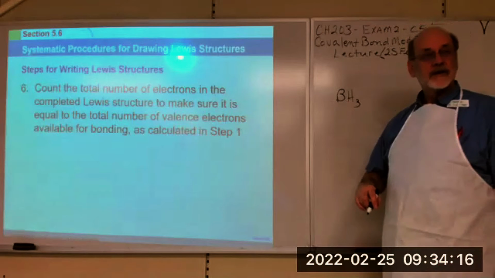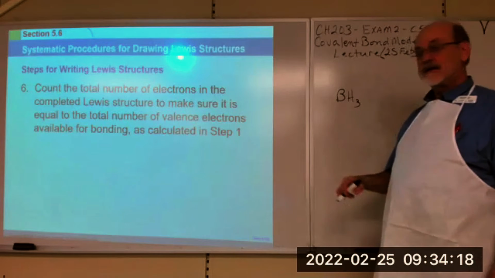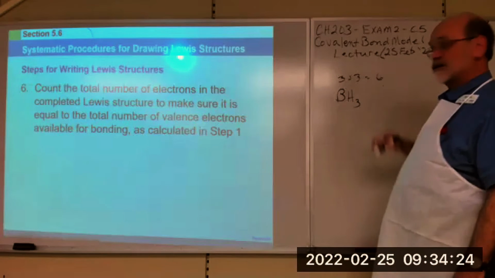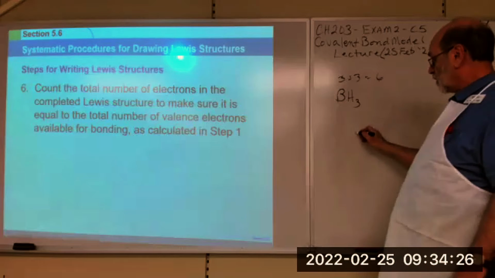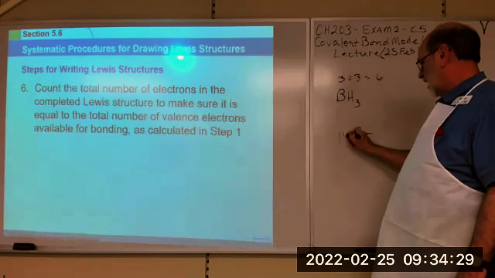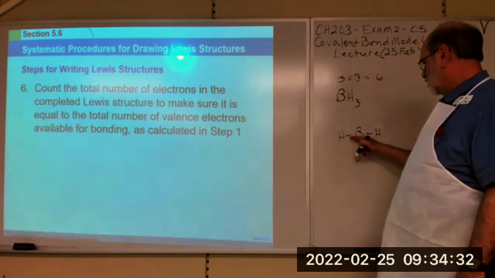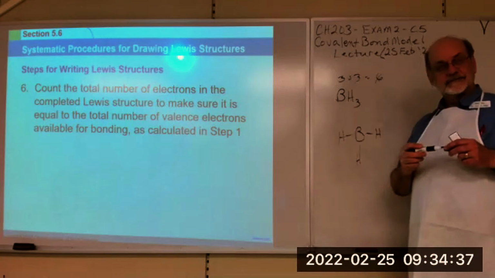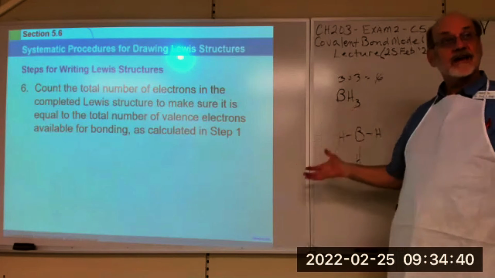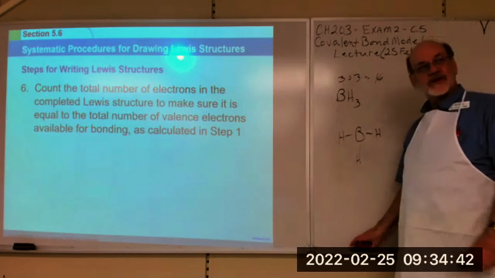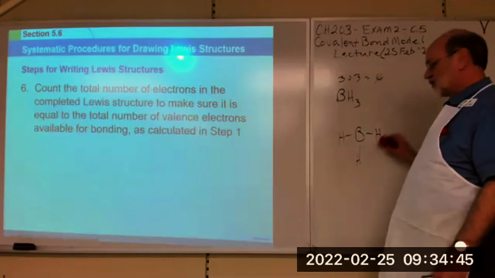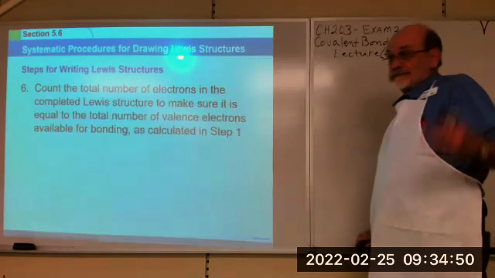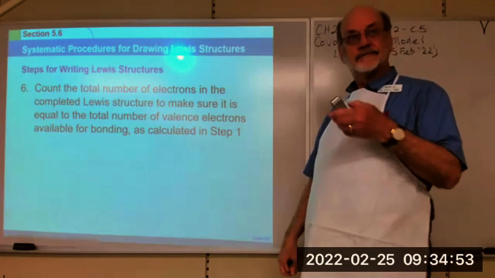Boron trihydride. Boron has what? 3 valence electrons? And 1 from each of these is 3. So we have 6 valence electrons, right? Okay, so we put boron in the middle, and hydrogen's out here. 2, 4, 6. Used them all up. Boron doesn't have an octet. And there's nothing we can do about it because we don't have any electrons to put in there. So that's one example that has a deficiency. But it is a stable compound. So we just have to live with it.